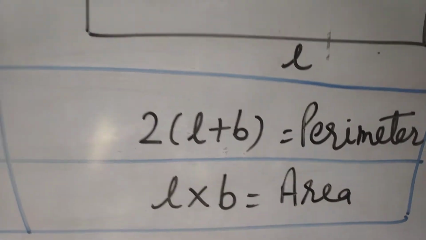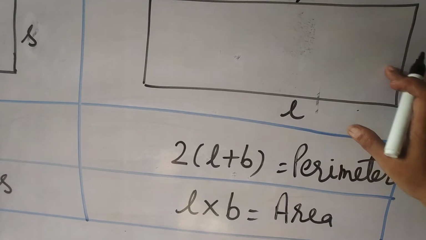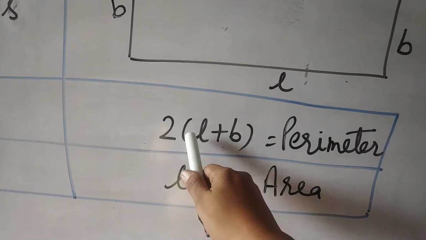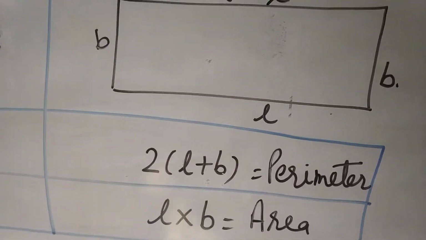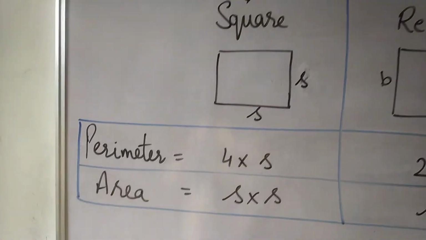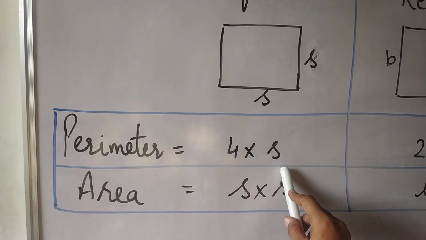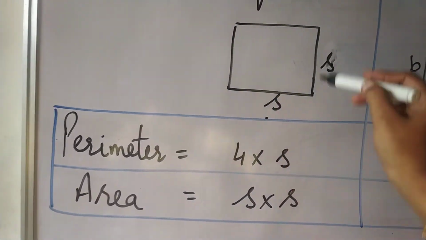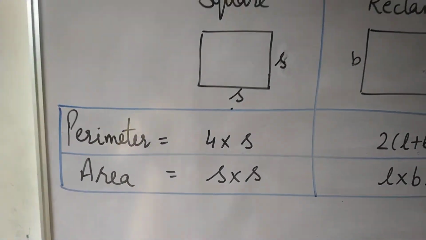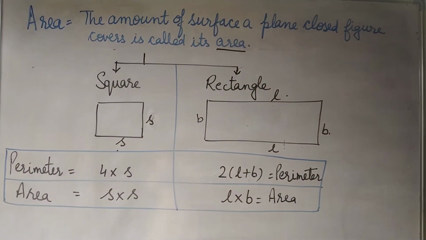Okay children, so the perimeter will be length plus length, breadth plus breadth. That is 2 multiplied by length plus breadth, and area will be length multiplied by breadth. Just like that, in case of square, the perimeter will be 4 multiplied by side and area will be side multiplied by side because all the sides in square are equal. So this is about the area of square and rectangle.